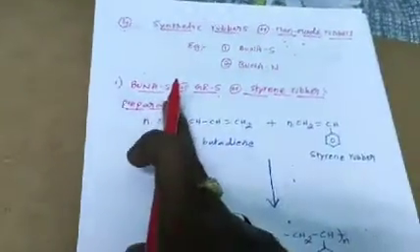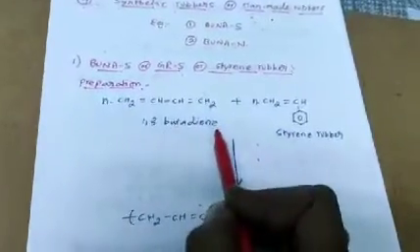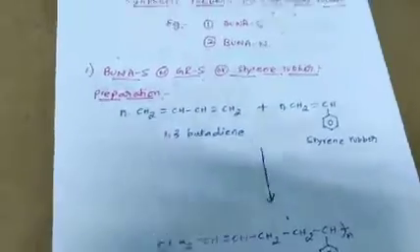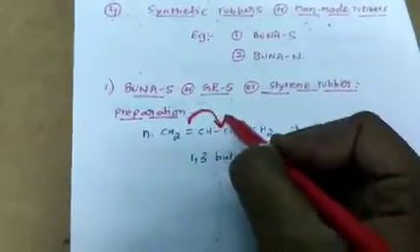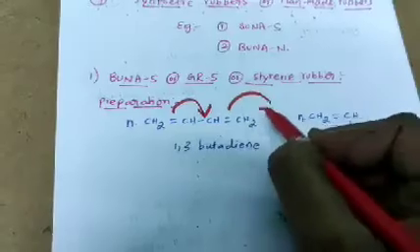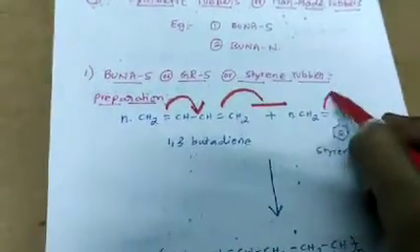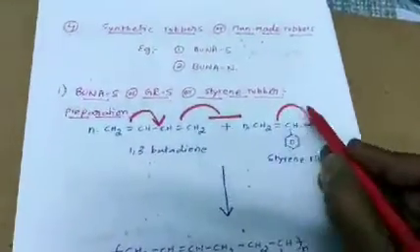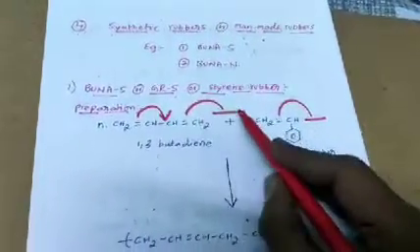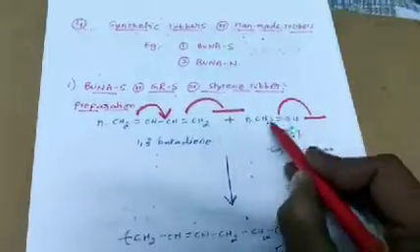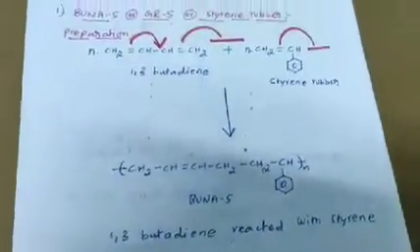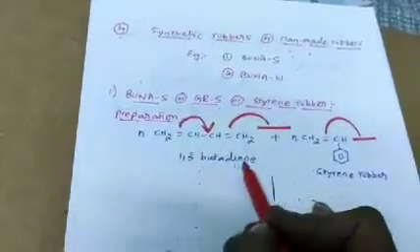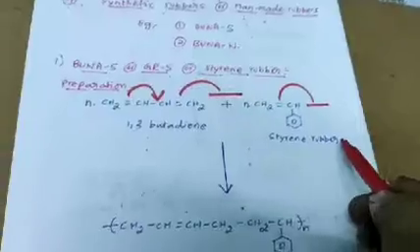How is Buna-S formed? 1,3 butadiene reacted with styrene to form Buna-S. How does it change? This bond is shifted to here and this bond makes a new bond between these 2 different molecules. The remaining molecules get joined. 1,3 butadiene, 1,3 butadiene and styrene.